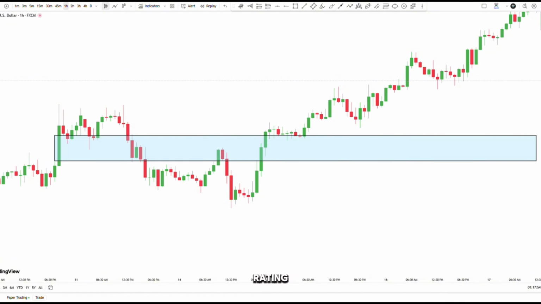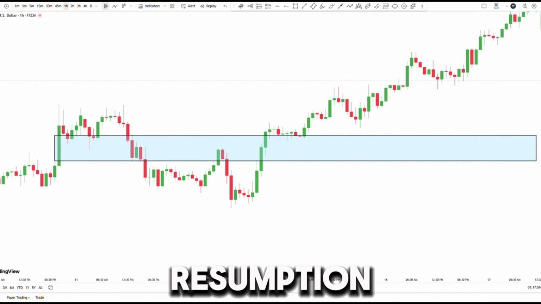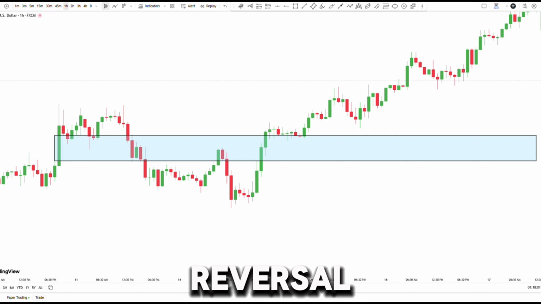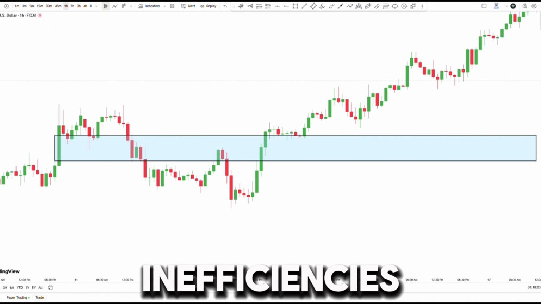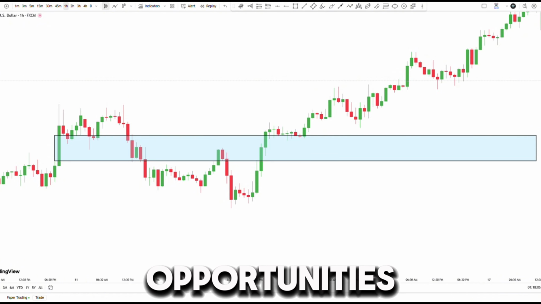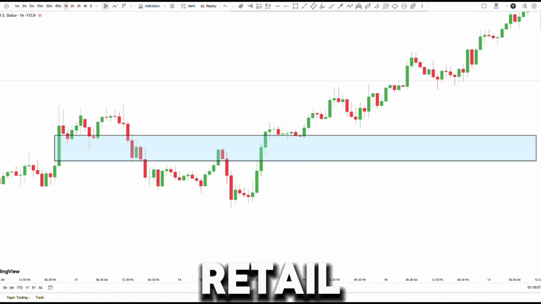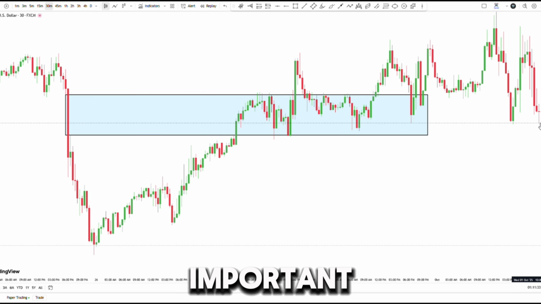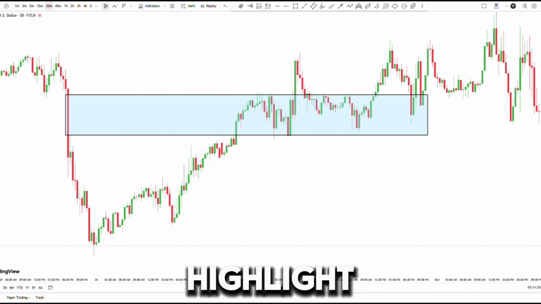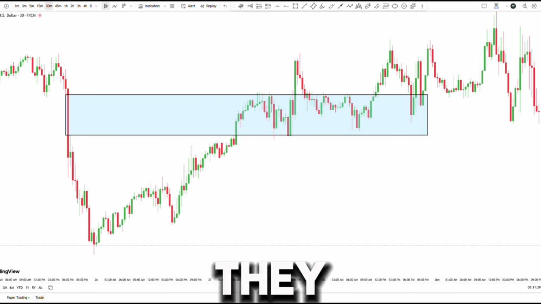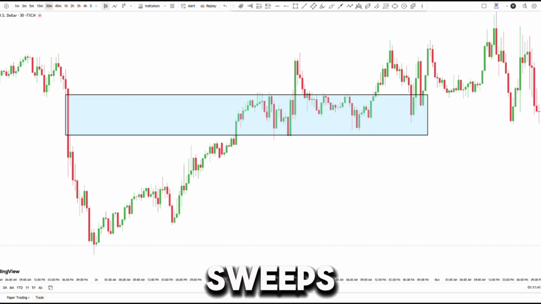Think of it as the market raiding the gap for liquidity before marking the end of a retracement, resumption of a trend, or a full reversal. It turns failed inefficiencies into new opportunities, often showing smart money trapping retail traders. Why important? IFVGs highlight failed inefficiencies that become new opportunities. They often appear after liquidity sweeps or fakeouts, showing smart money's manipulation to trap retail traders.